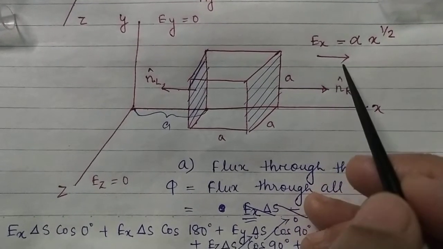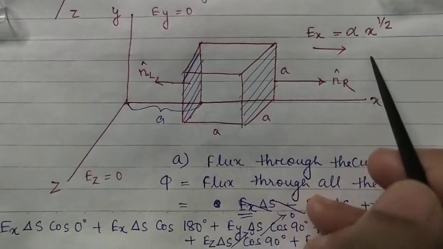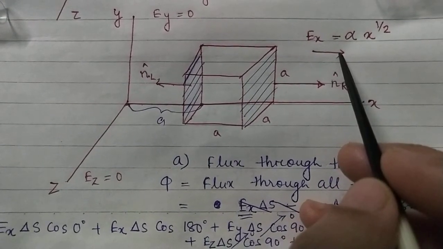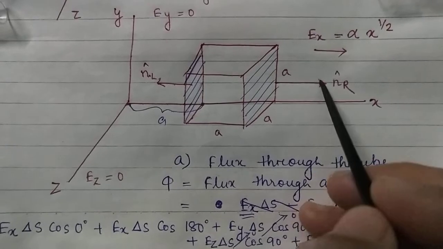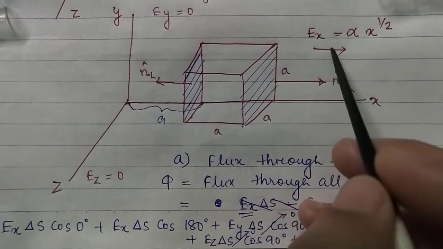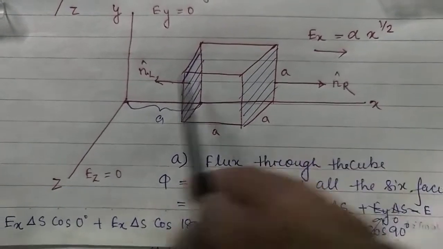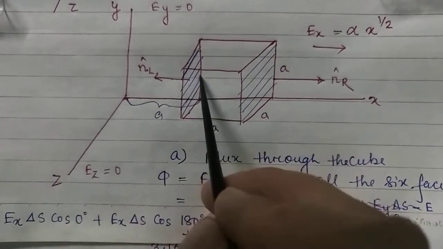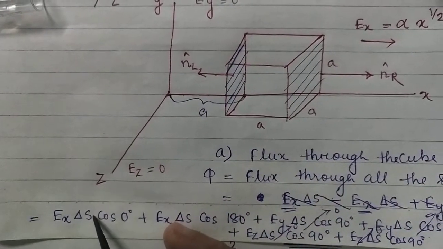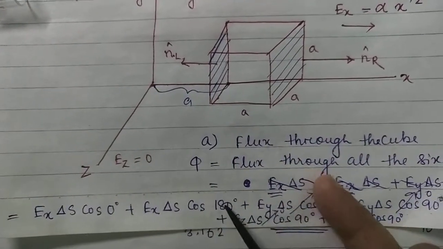So we have already studied the scalar product of two vectors, that is i dot j, like that. Okay, so same direction, dot product will be 1. Or we can say the angle, this is towards right, this is also towards right. What is the angle between them? The angle between them is 0. For this face, this is toward right, this is towards left, the angle between them is 180 degree. So I have written here Ex del S cos 0. For this face it is cos 0, for this face it is cos 180 degree.